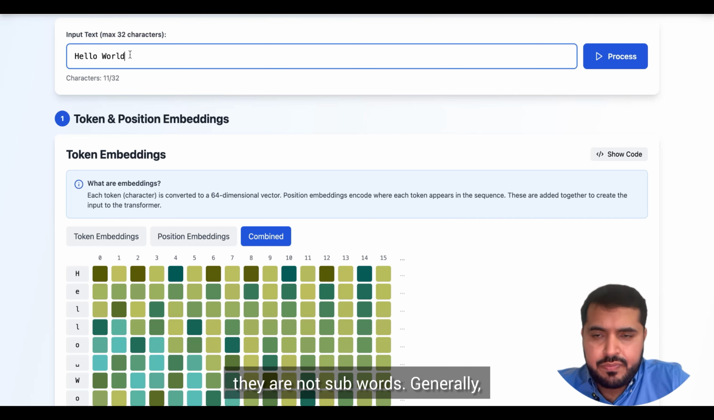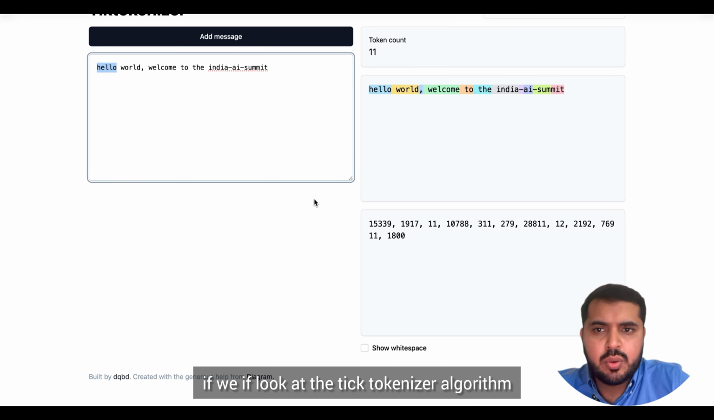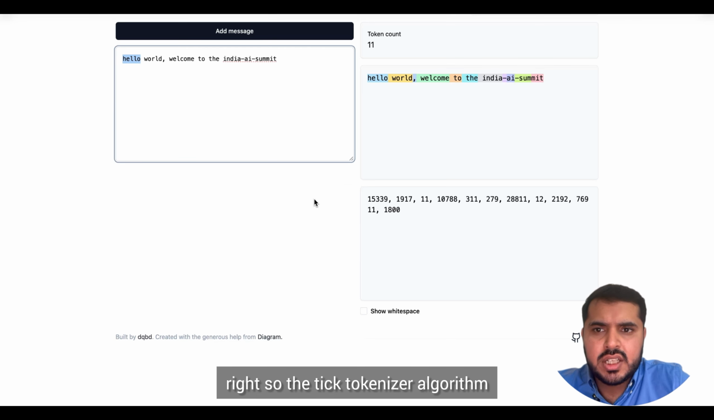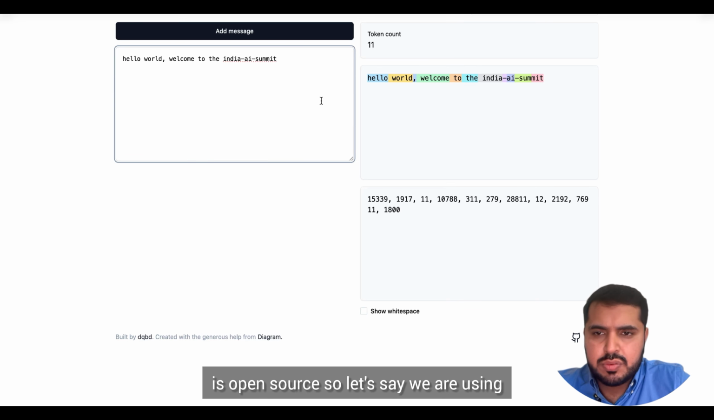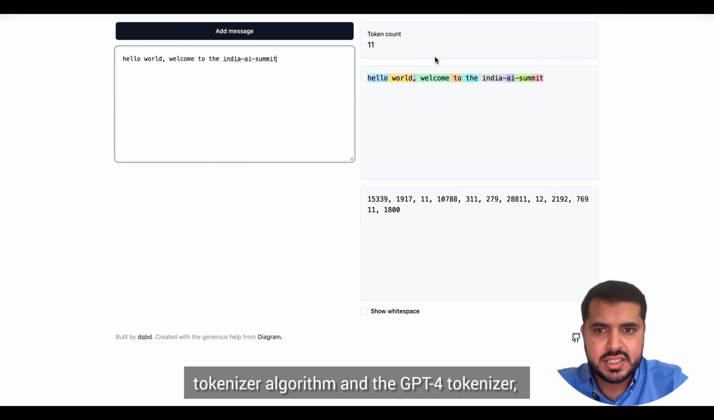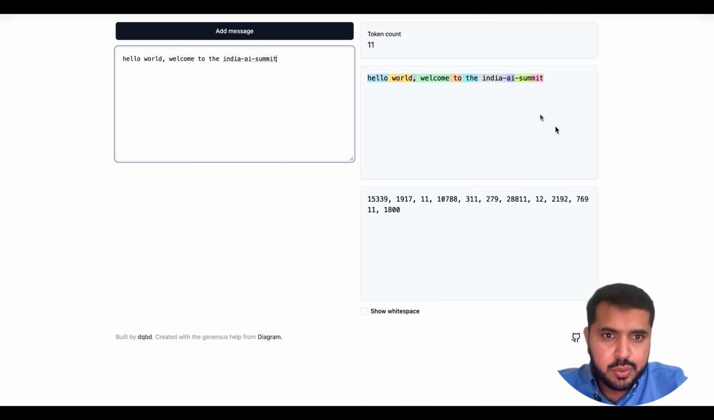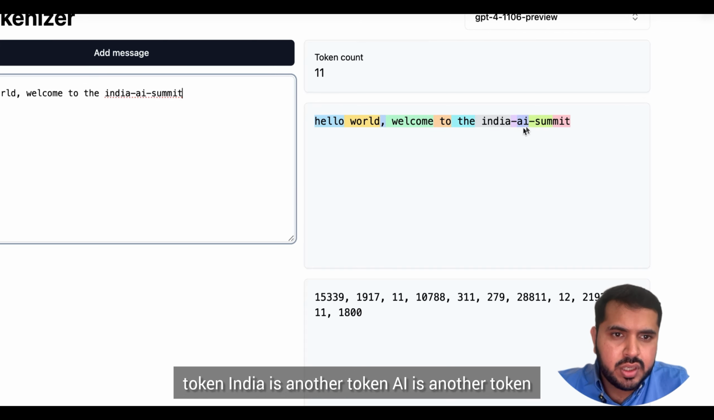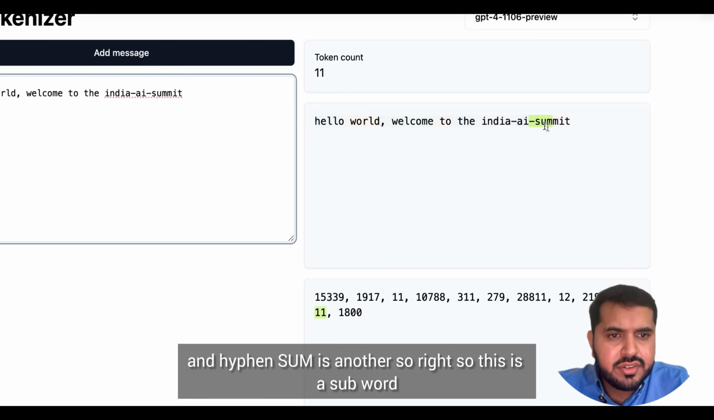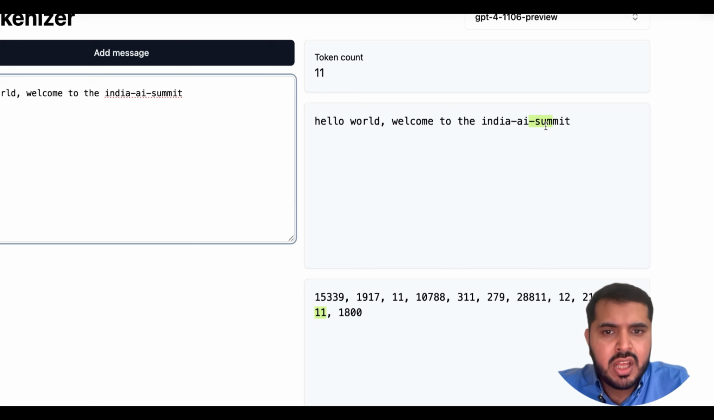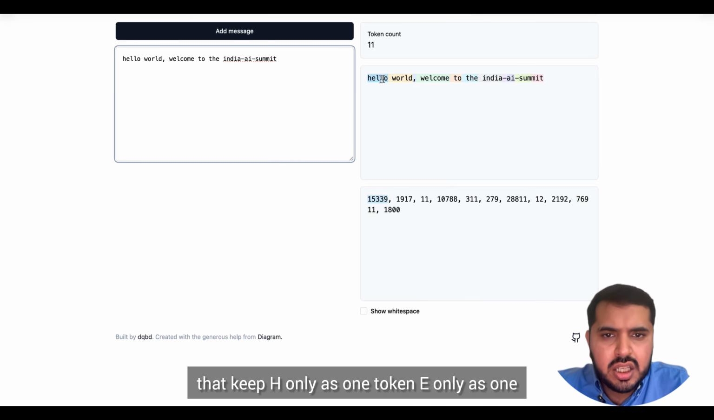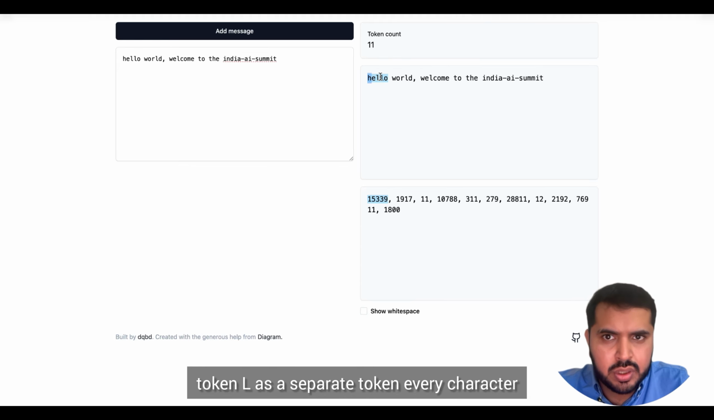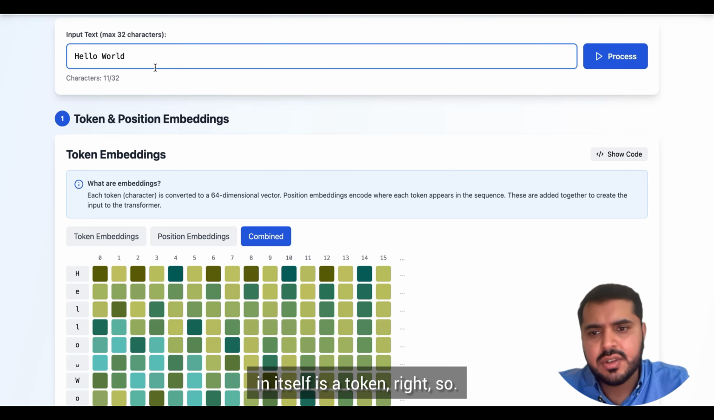They're not subwords. Generally, if you look at the tiktoken tokenizer algorithm, which is also available open source, and the GPT-4 tokenizer, it tokenizes the whole text into many tokens, where India hyphen is one token, India is another token, AI is another token, and hyphen SEM is another token. So that is subword tokenization. But here we are saying keep H as one token, E as one token, L as a separate token. Every character in itself is a token.